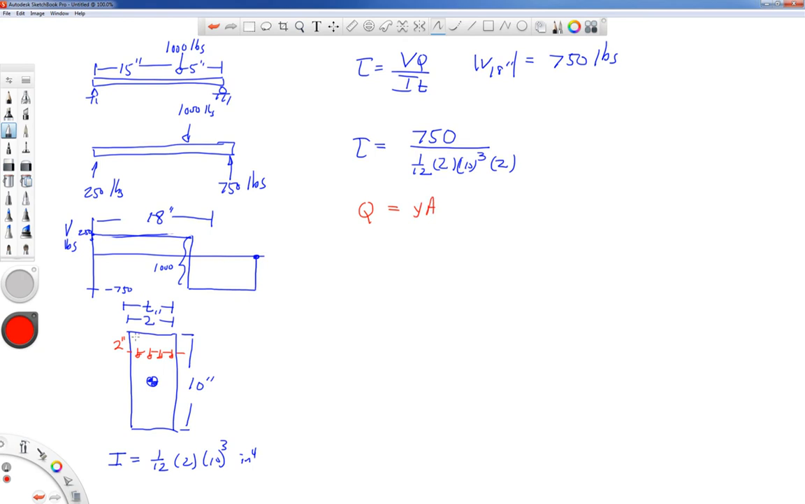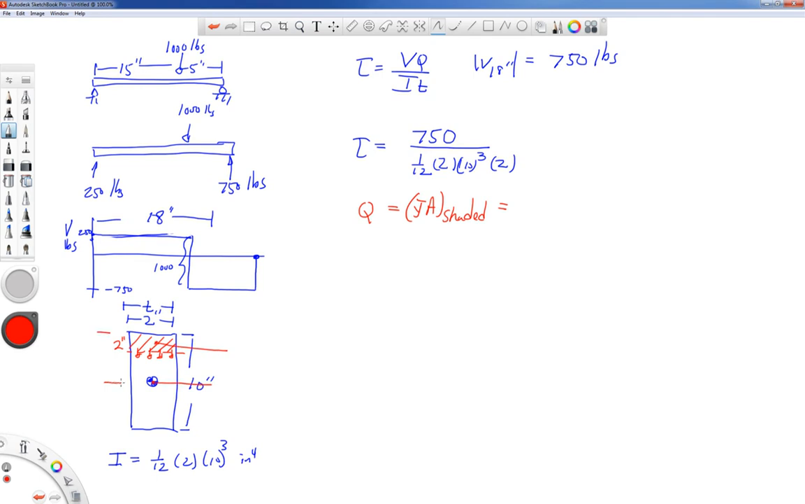Q is equal to Y bar A, and I'm going to shade in from my point of interest to the top of the cross-section. If I didn't put a Y bar on the previous page, I should have. Now the Y bar is the distance from the centroid of the cross-section to the centroid of the shaded area. We got to figure this out.